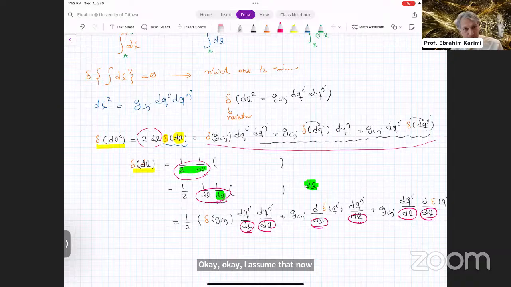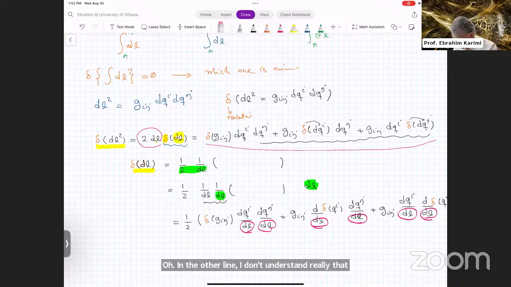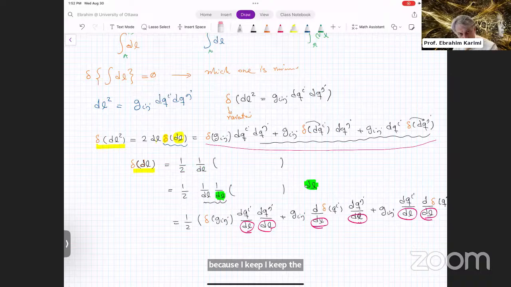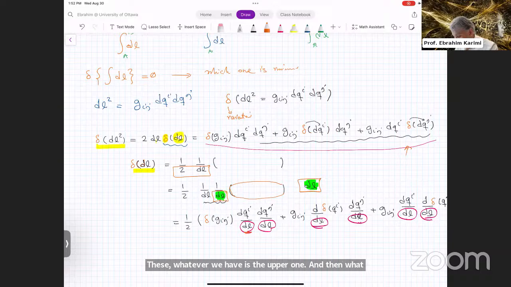Let me see. Oh, in the other line, I don't understand really that, because I keep the 2 dL here, right? In the denominator, the 2 dL is here, right? Then I say that I will multiply by another dL and I will get another dL here. So now I have 1 divided by 2 dL dL. Okay? And now these parentheses, whatever we have, is the upper one. And then what I have done is I distributed dL dL into the denominators. This is what I have done here. Yes, delta and d operators commute with each other. Yes.